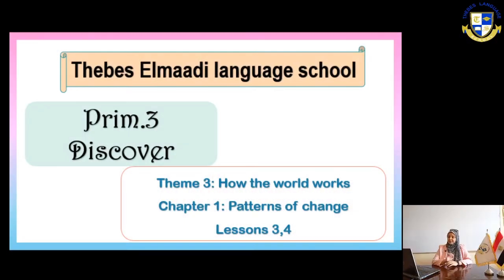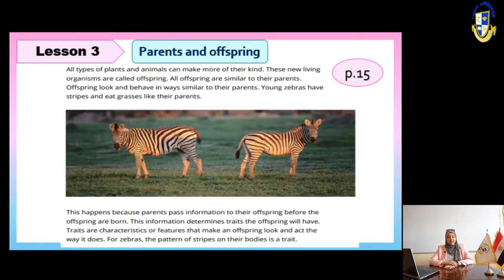Hi everyone. Now we're starting lessons 3 and 4 together. Okay, lesson 3, parents and offspring. As we took in lesson 2, what's meant by offspring? Okay, now we'll just take an example of that. Okay, let's read together on page 15.